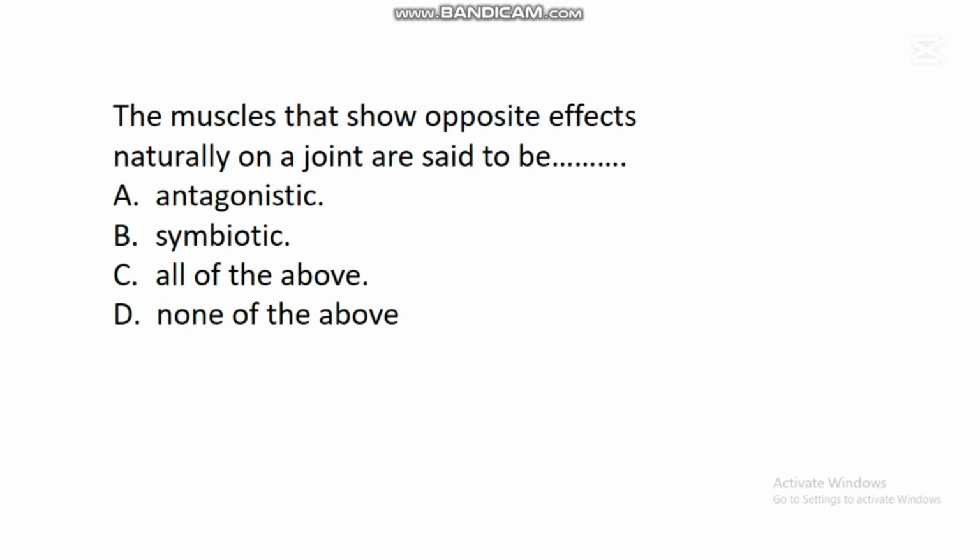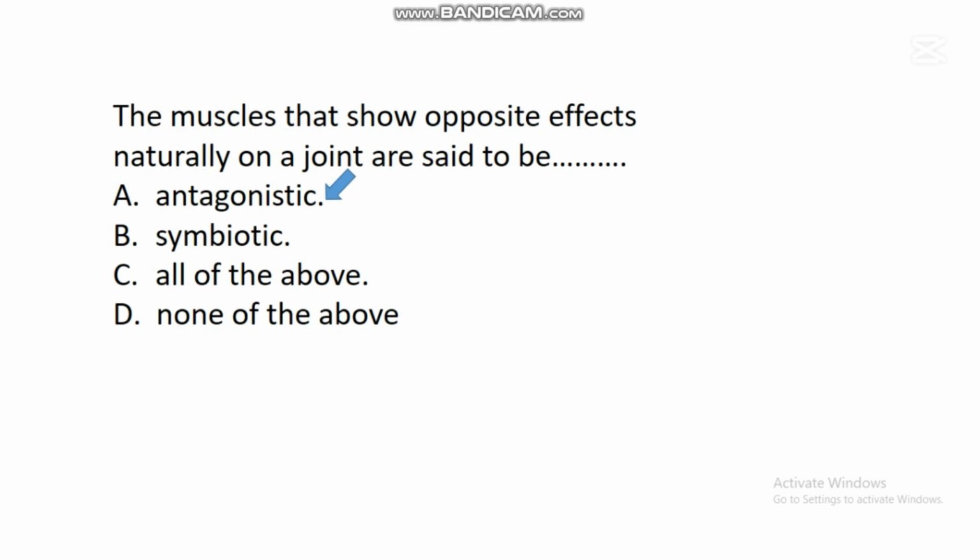The next question says, the muscles that show opposite effects naturally on a joint are said to be dash. A. Antagonistic, B. Symbiotic, C. All of the above, D. None of the above. In this question, the correct answer is A. Antagonistic. So, the muscles that show opposite actions naturally on a joint are regarded as antagonistic muscles.